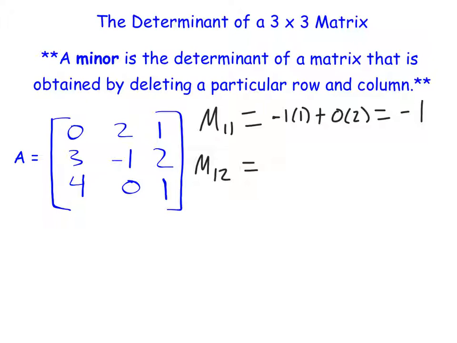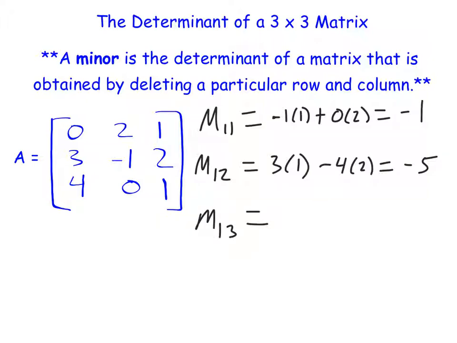Next, I'm going to get minor 1, 2. Now I don't want to write it in because I just have to erase it again to do 1, 3. But see if you can visualize what 4 numbers I'm going to work with if I take out row 1 and then I take out column 2. This can be the trickiest one because I'm skipping over that middle column. So I have 3 times 1 minus 4 times 2, and we get negative 5.